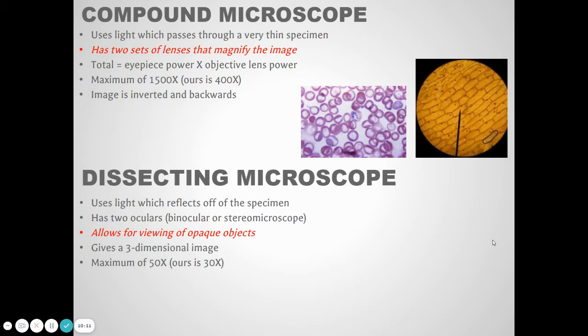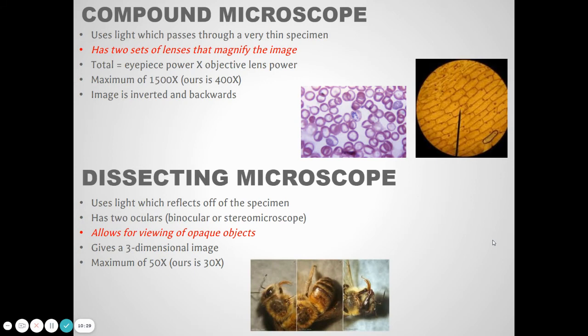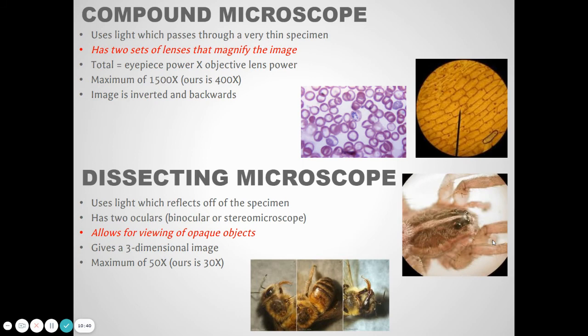Typically, these microscopes don't magnify the image as much. They have lower magnification. For example, this one is 3x and 10x, so 30 total. So you get a different kind of view. Here is a bee, for example. When you use the dissecting microscope, you get a three-dimensional view. Here's a slide.